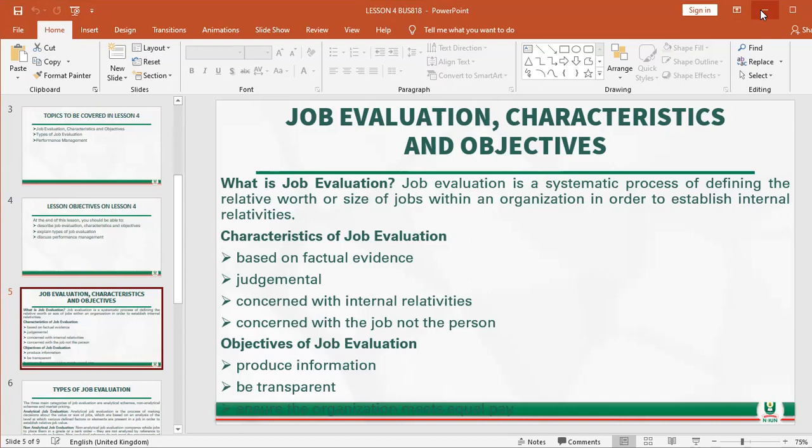Job evaluation has to do with evaluating a particular job in terms of the pay structure and also the grade. So that's what job evaluation actually entails.